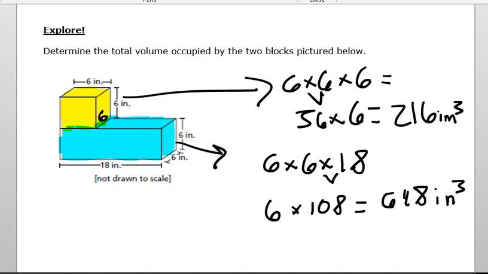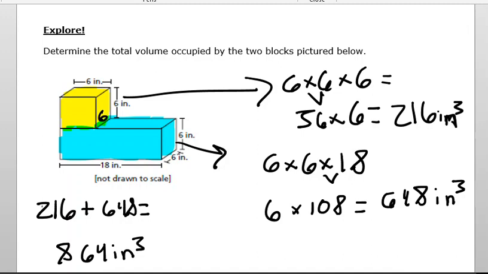So that's for each of my prisms. I'm going to take those 2 and add them together. I'm going to go 216 plus 648, and that's going to give me a total of 864 inches cubed for this entire figure right here.